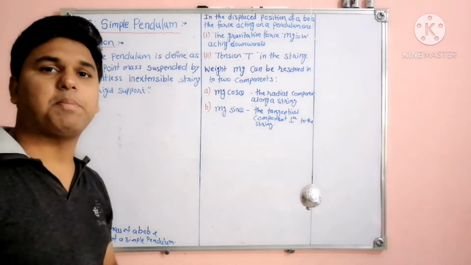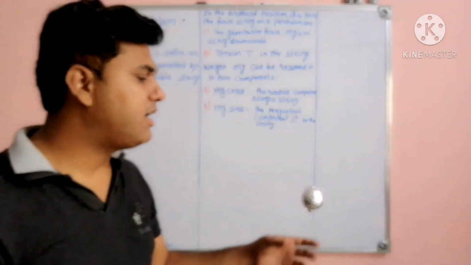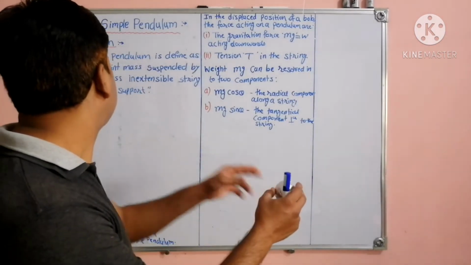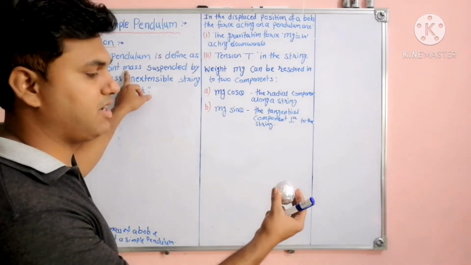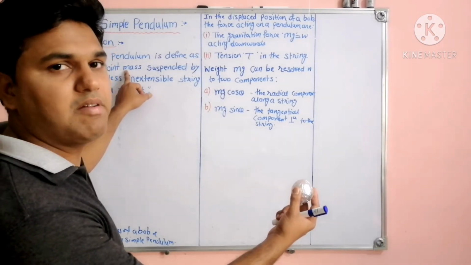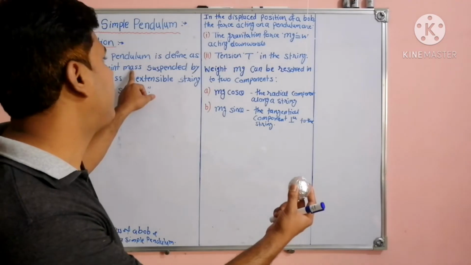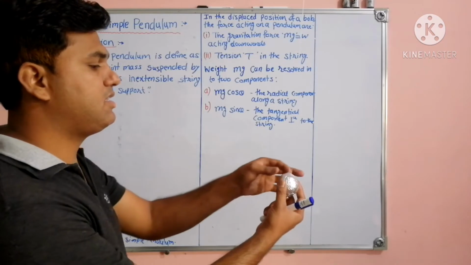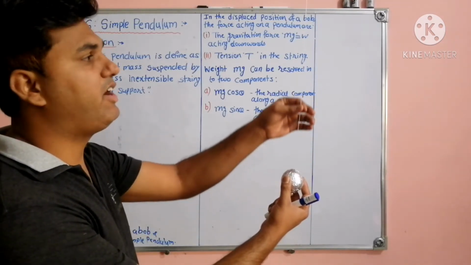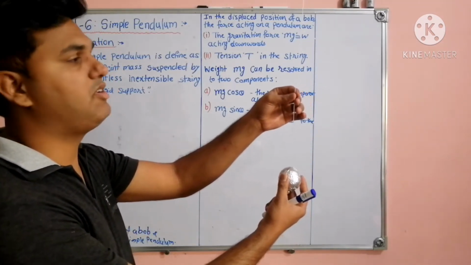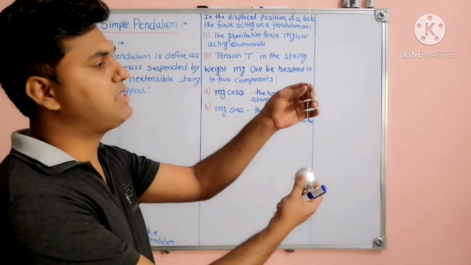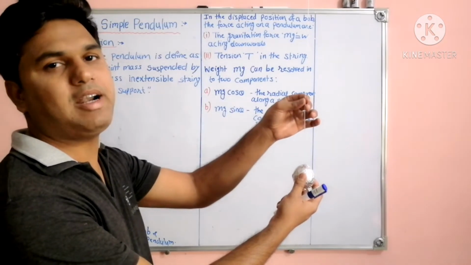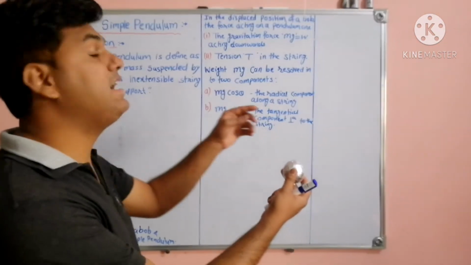Now I will show you a practical demonstration of the simple pendulum. Let us suppose this is a heavy metal bob, a heavy point mass. Here we consider a bob having mass m, suspended by a weightless, inextensible string. Weightless means that the weight of the string is very small compared to the bob.